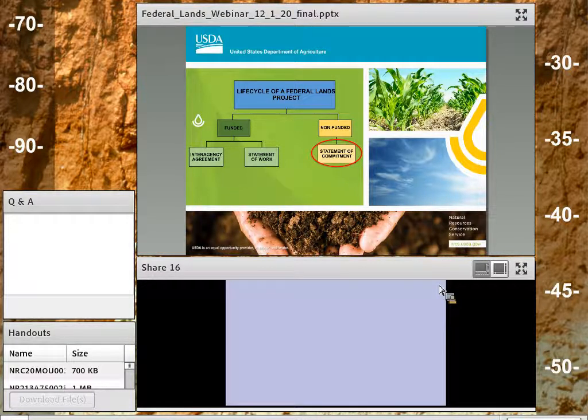Okay, as Joe has described in previous slides, there are really 2 main types of federal lands projects. And I'm using the word federal in this presentation. However, working agreements can be between many different types of cooperators. It's not all just on federal lands. But for this presentation, we're going to focus on those working agreements that occur on federal lands.